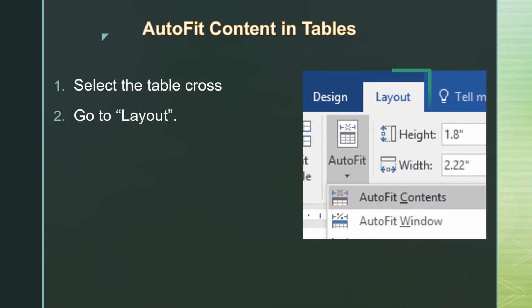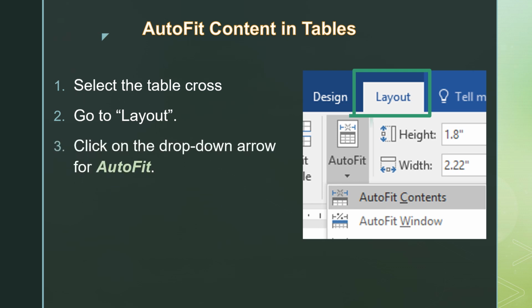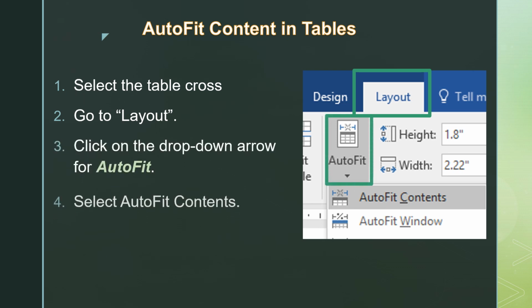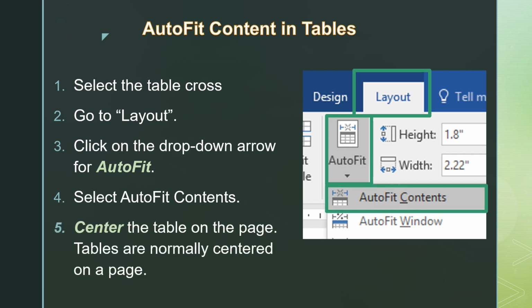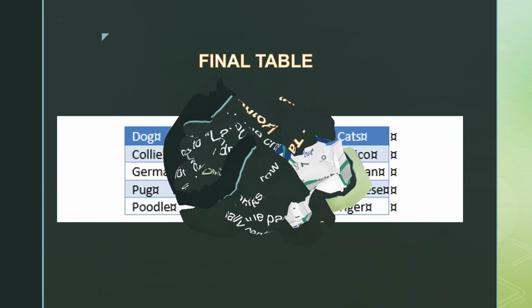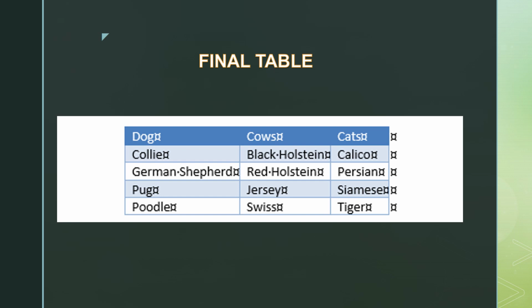Auto-fit contents in a table. Select the table cross, go to Layout, click on the drop-down arrow for Auto-fit, select Auto-fit to Contents. Center the table on the page. Tables are normally centered. Another way that you can do your Auto-fit to Content is by selecting the table cross, right-clicking, find Auto-fit, and then select Contents. Your final table will look something like this.